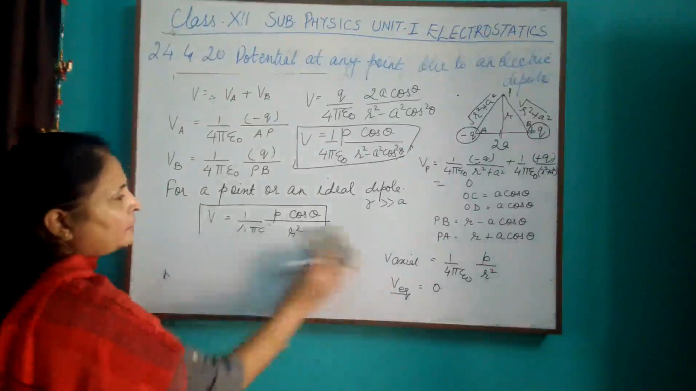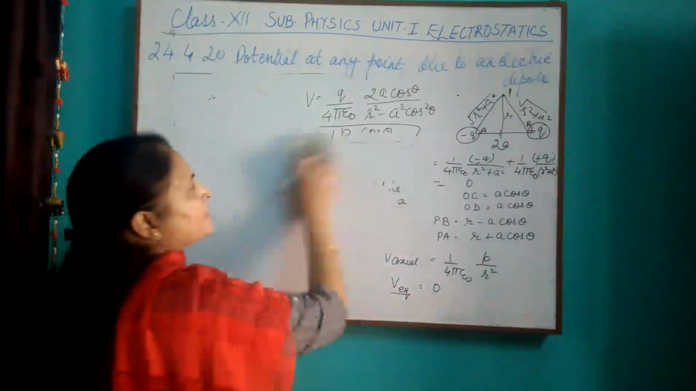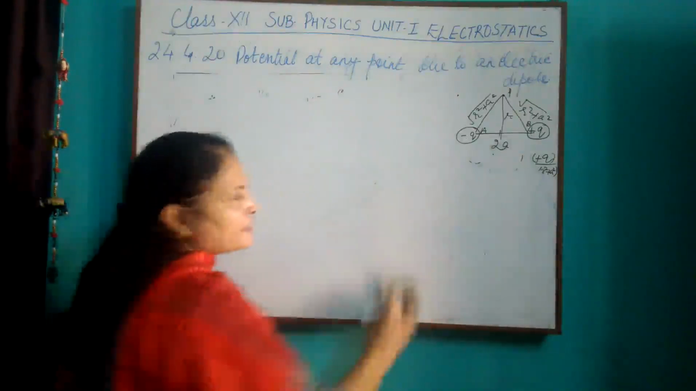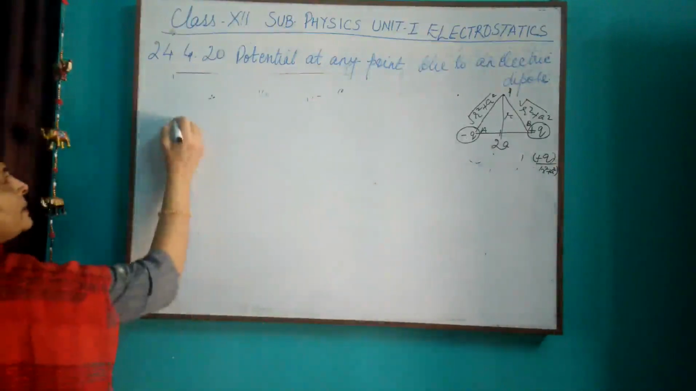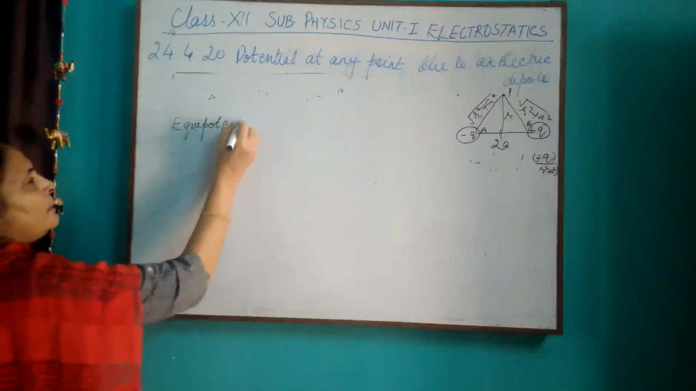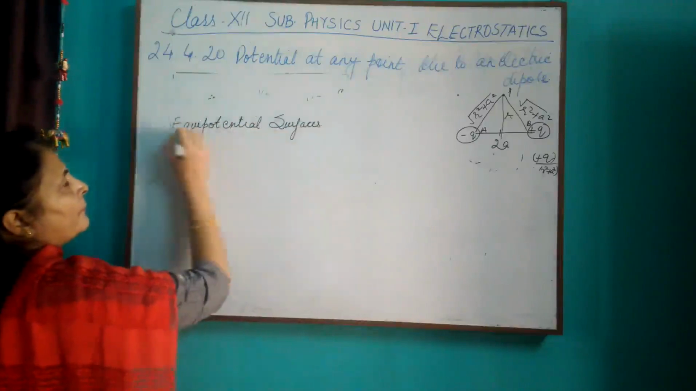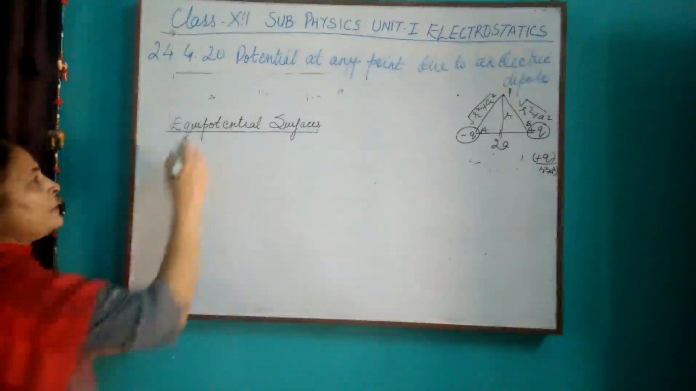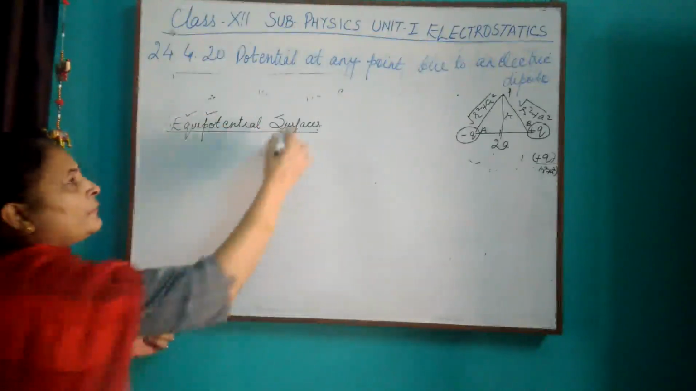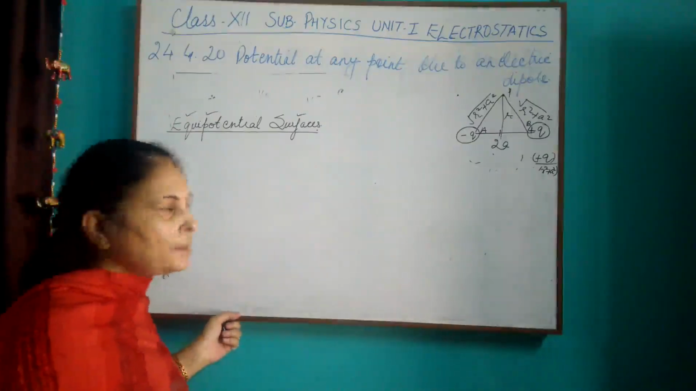Now the second thing about the potential is the equipotential surfaces. Now what are the equipotential surfaces? Equipotential, as the name suggests, surfaces, that means potential is same. That means a surface where the value or the magnitude of potential is same.